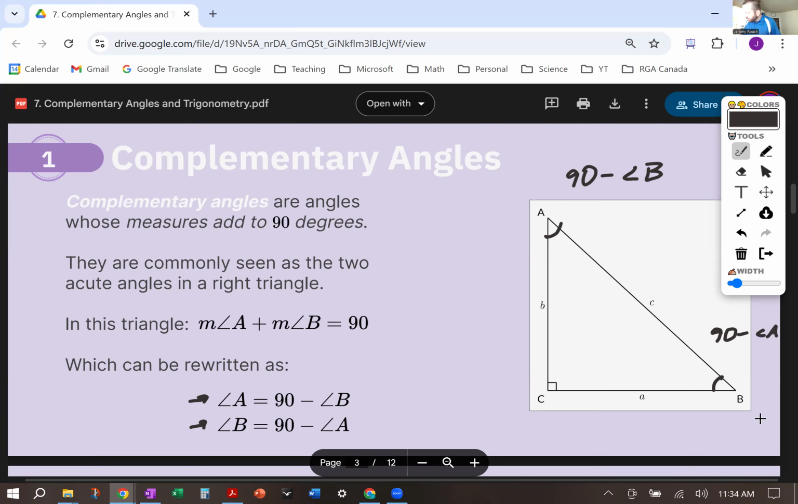So that's how we can write those different angles in terms of A and B with the 90 degrees. Now, when you get a question like this, it's probably not going to even tell you what this is.